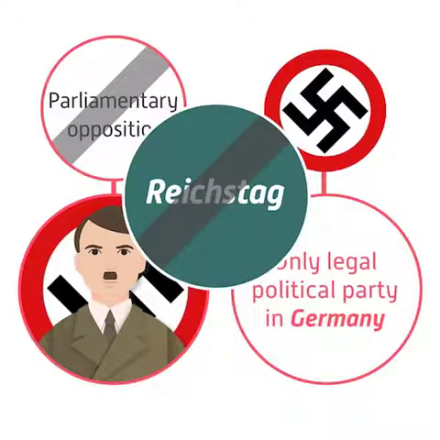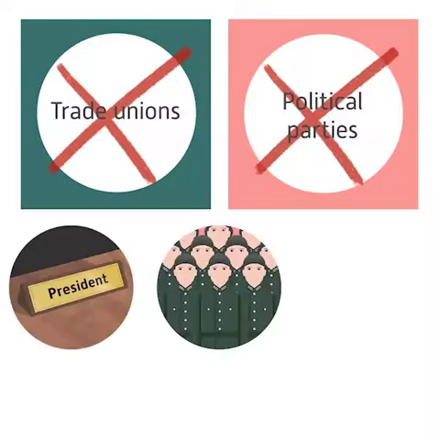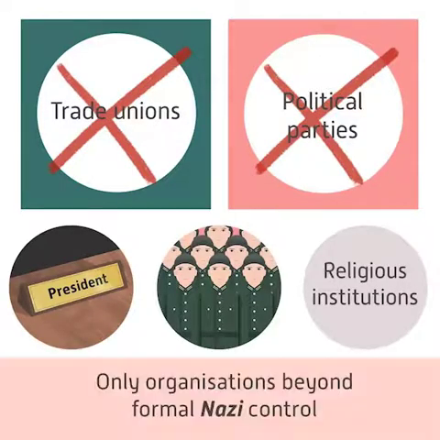The Reichstag ceased to function as it once had. The abolition of political parties and trade unions left the president, the army, and religious institutions as the only organizations beyond formal Nazi control.